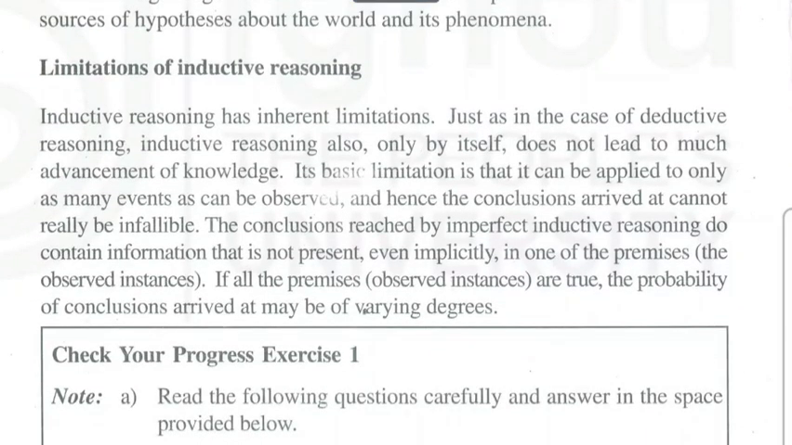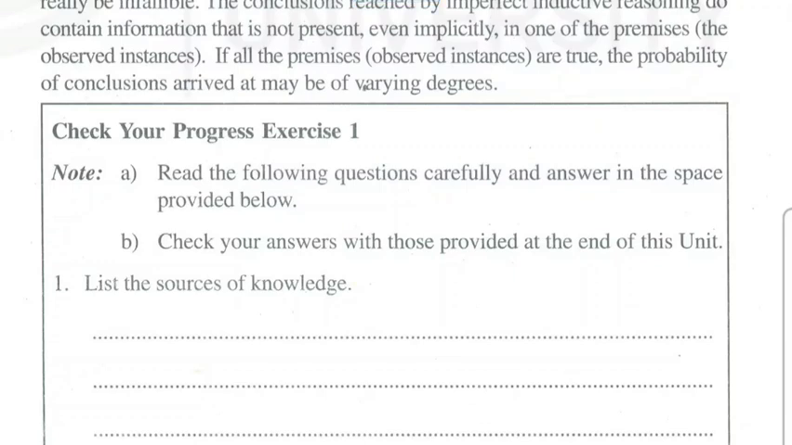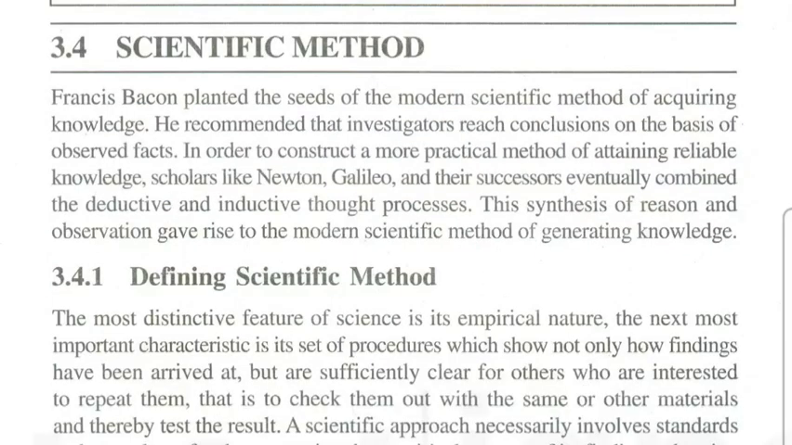Limitations of inductive reasoning. Inductive reasoning has inherent limitations. Just as in the case of deductive reasoning, inductive reasoning also, only by itself, does not lead to much advancement of knowledge. Its basic limitation is that it can be applied to only as many events as can be observed, and hence the conclusions arrived at cannot really be infallible. The conclusions reached by imperfect inductive reasoning do contain information that is not present, even implicitly, in any of the premises, the observed instances. If all the premises, observed instances, are true, the probability of conclusions arrived at may be of varying degrees.